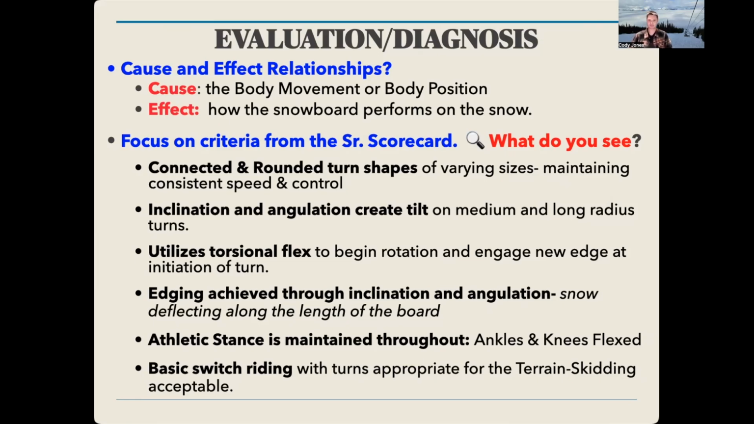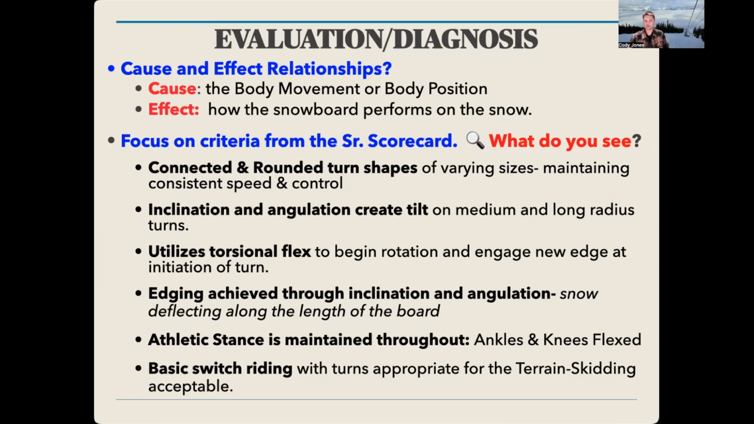We want to look at the turn shapes. Are they connected, nice and rounded? Inclination, angulation to create the tilt. Are they doing a good job of flexing those ankles and the knee to help create tilt in the snowboard, or are they just simply relying on leaning their whole body into the hill? Or maybe they're doing neither and not having enough tilt at all and really skidding those turns.